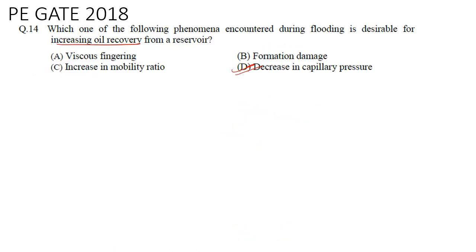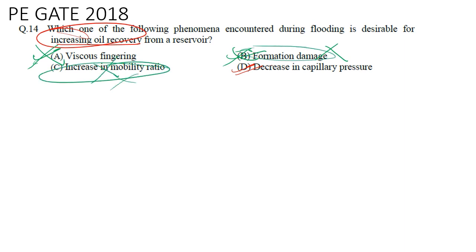Which one of the following phenomena encountered during flooding is desirable for increasing oil recovery? That means we need to increase the oil recovery. So the first option is viscous fingering, which is wrong. Viscous fingering will not increase my oil recovery, rather it will decrease it. Formation damage again is not desirable for us because formation damage leads to lesser recovery. Increase in mobility ratio is again a wrong term. A decrease in mobility ratio is the favorable case. So the final answer is decrease in the capillary pressure, which is correct for this particular question.